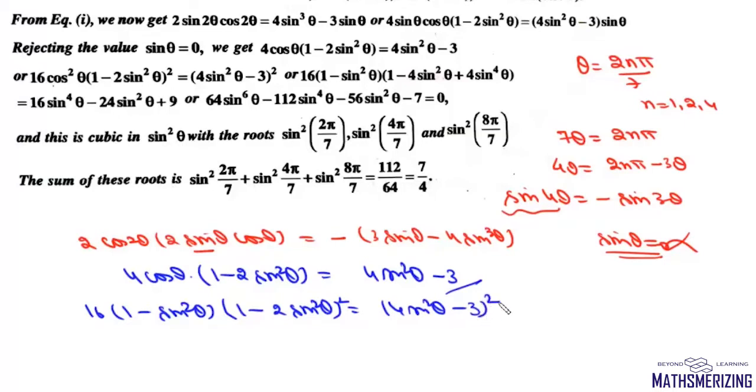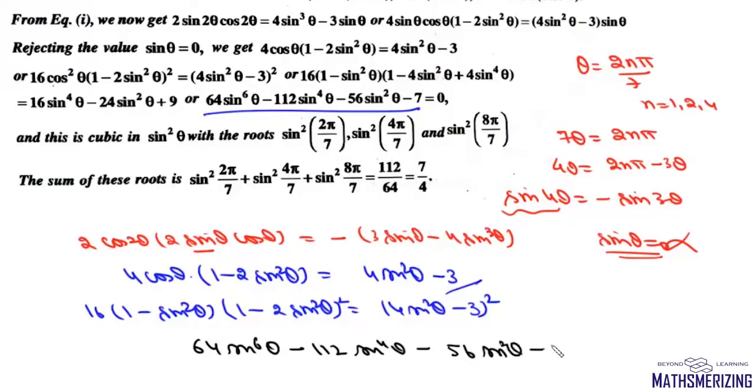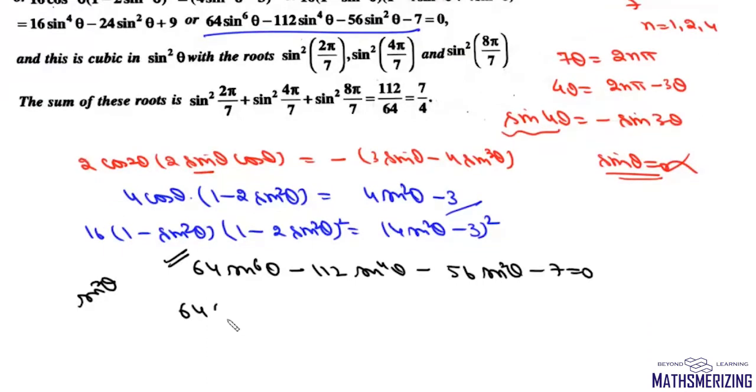Now we'll simplify it. We'll get this equation as 64 sine to the power 6 theta minus 112 sine to the power 4 theta plus 56 sine square theta minus 7 equals 0. Now this equation is a cubic equation in sine square theta. So we can actually write this equation as 64 sine square theta cube minus 112 sine square theta square plus 56 sine square theta minus 7 equals 0.